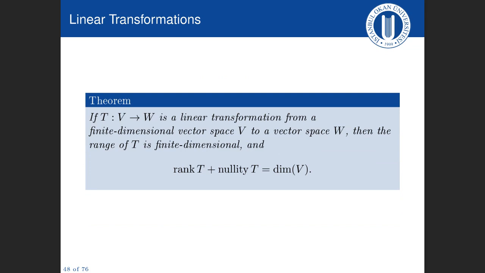If T is a linear transformation from a finite dimensional vector space V to a vector space W, W can be finite dimensional or infinite dimensional, doesn't matter, but we need the domain V to be finite dimensional, then the range of T is finite dimensional. In other words, the rank of T is finite. And we have the equation rank of T plus nullity of T is equal to the dimension of V.